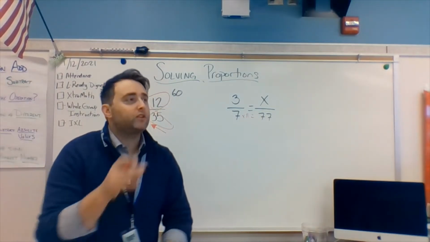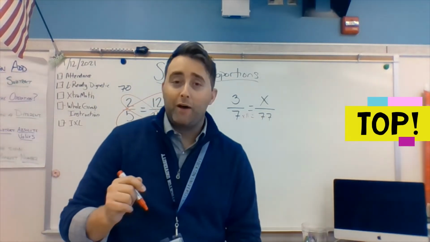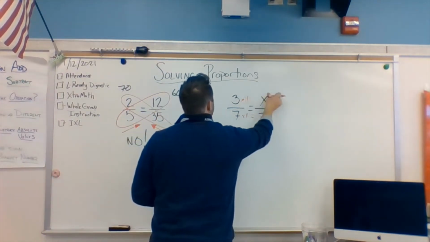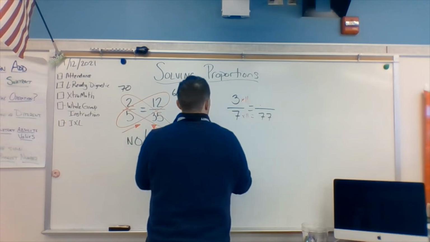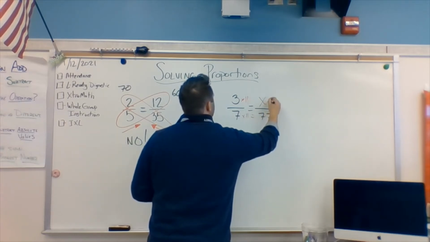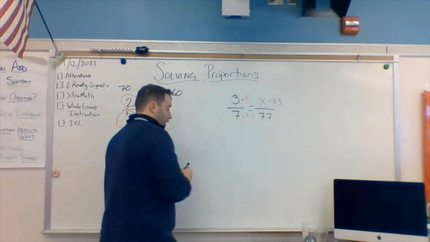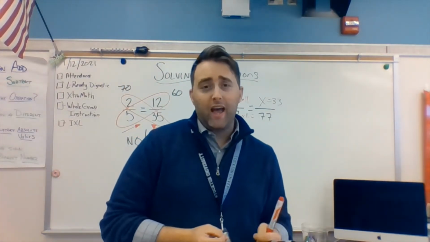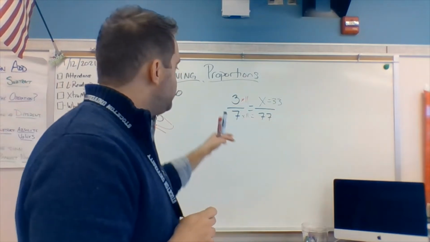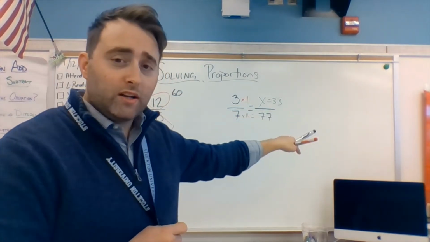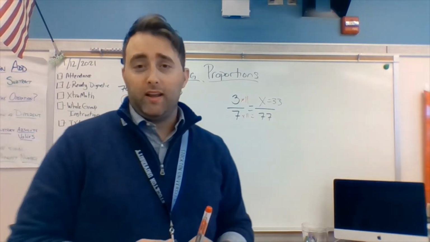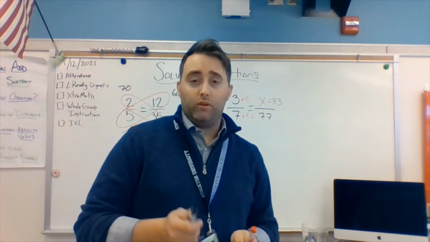If you do it to the bottom, you have to do it to the top. So 3 times 11, and x equals 33. Those are easy. That is going to be one of your sections for the IXL. It's going to be an easy one where you can easily tell the multiplication they've done to the bottom or the top, and then simply do it to the other. But it's not always going to be like that. Sometimes they're a lot more difficult.